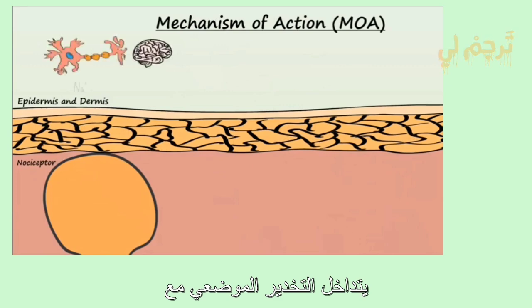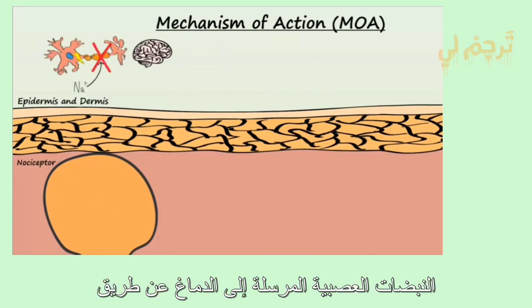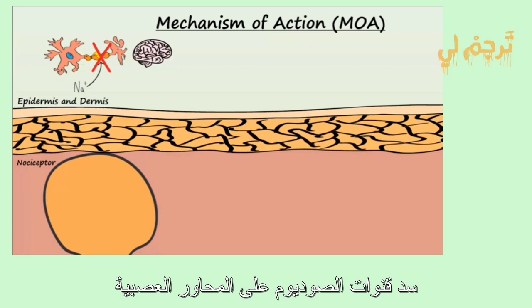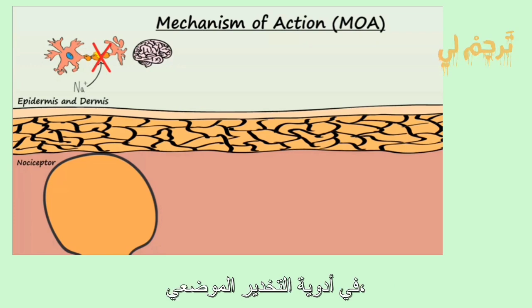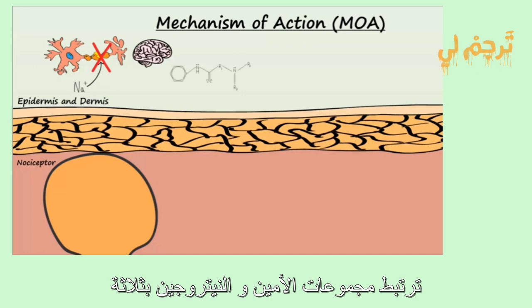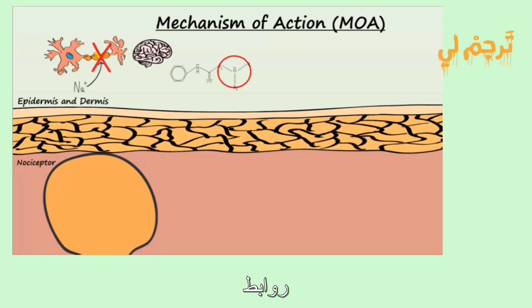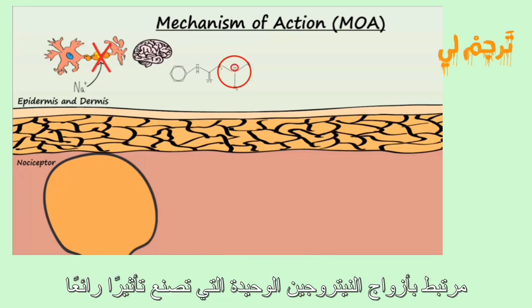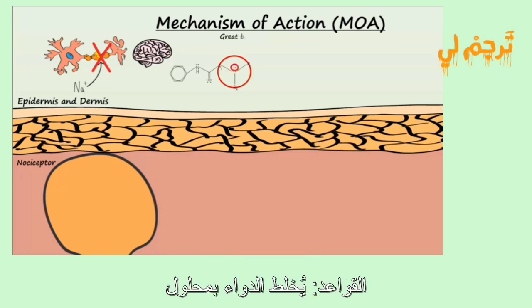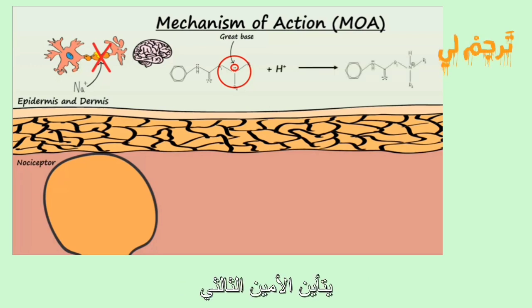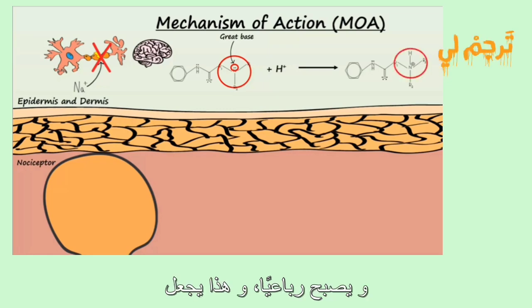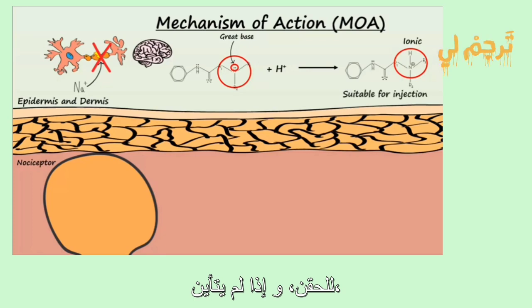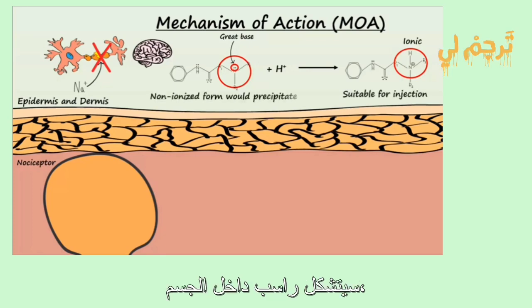Local anesthetics interfere with nerve impulses being sent to the brain by blocking sodium channels on nerve axons. Local anesthetic medications contain amine groups, a nitrogen bound to three things. An important feature of local anesthetics is a lone pair of electrons associated with the nitrogen. Lone pairs make great bases. The drug is mixed with an acidic solution before injecting, so that the tertiary amine is protonated and becomes quaternary. This makes the compound ionic and makes it suitable for injection. If it wasn't protonated, a precipitate would form inside the body.